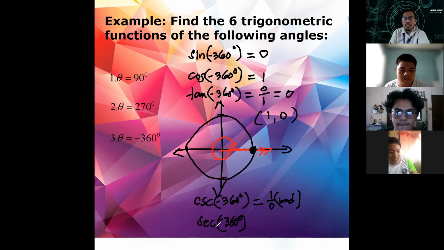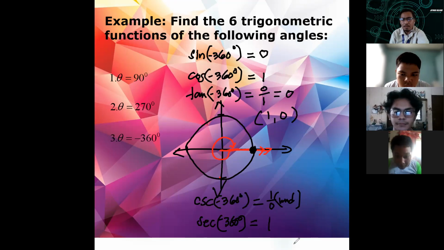Secant is just the reciprocal of your cosine. Your cosine is 1, or 1 over 1. If you take the reciprocal, still 1, right? Not undefined. Agree? Because secant is just the reciprocal of your cosine, and your cosine is 1. 1 is just the same as 1 over 1. Always 1 for negative 360.